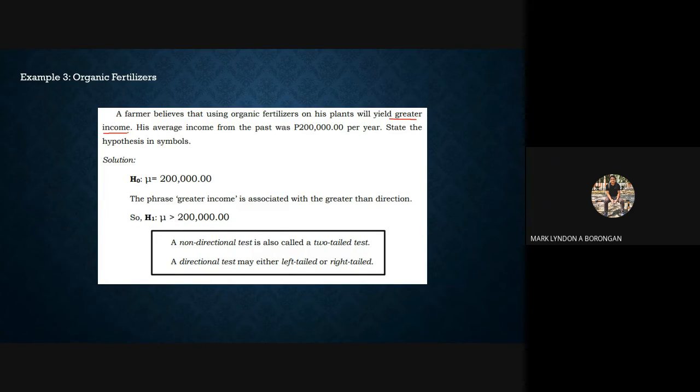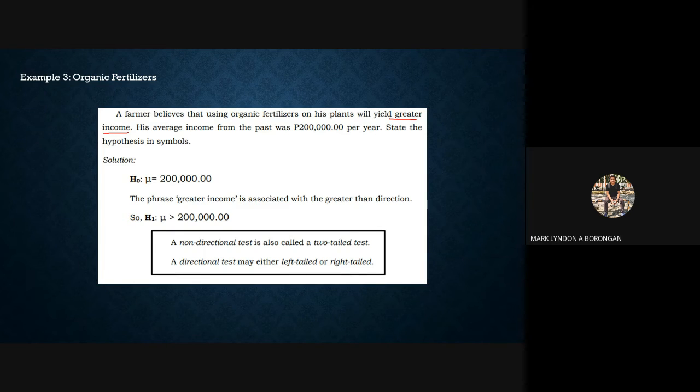And will this test be directional or non-directional? Anyone? Sige, gusto itong raise my hand. Directional siya, sir, since naman siya usa kay direction which is right-tailed na movement.